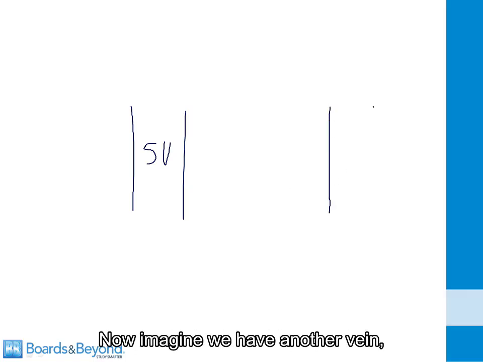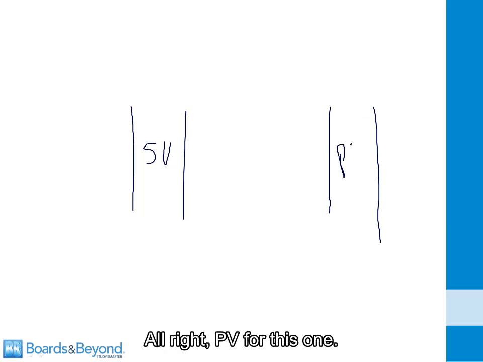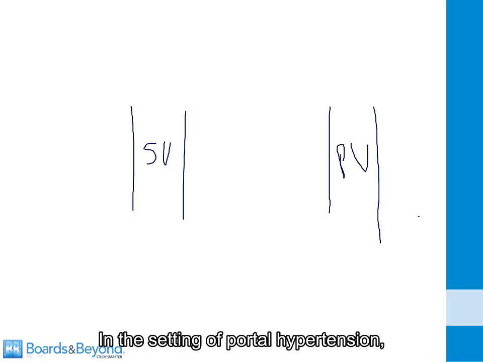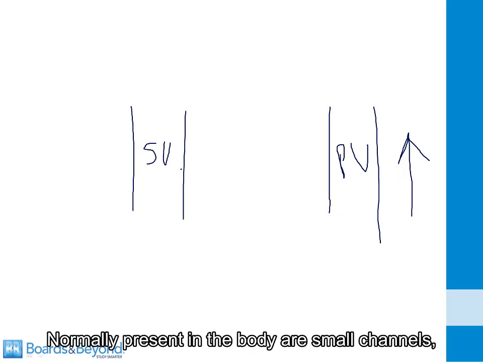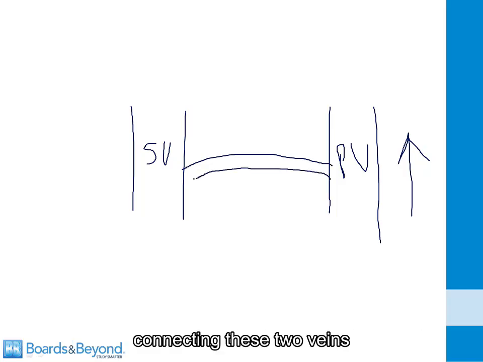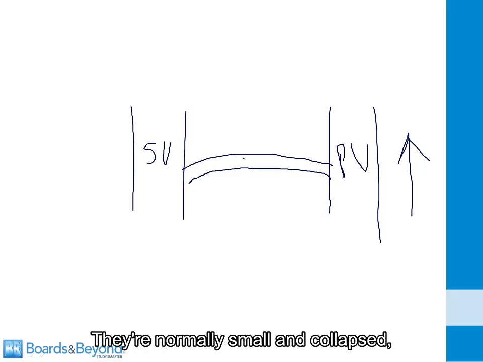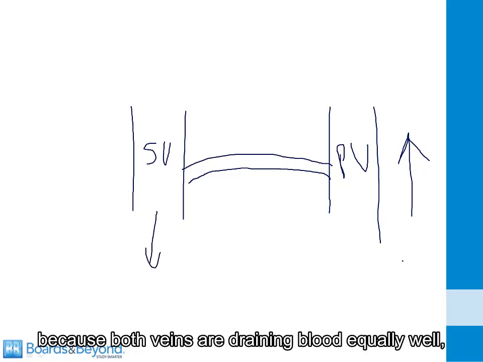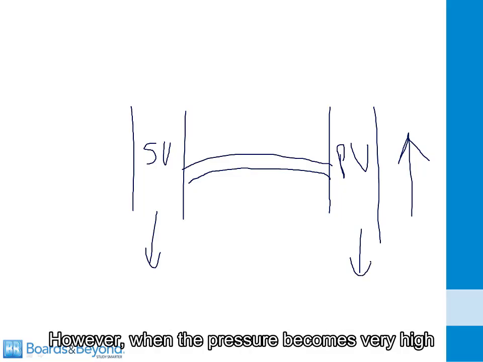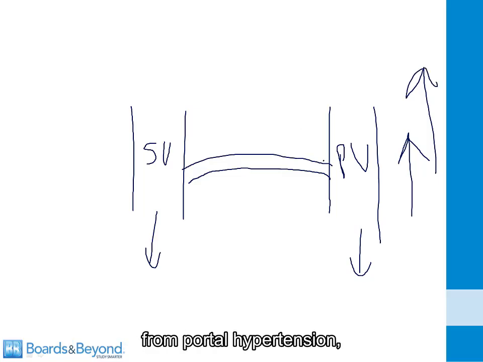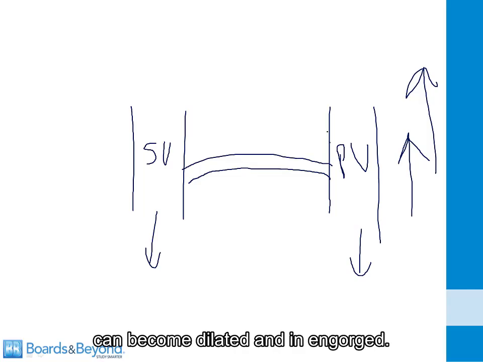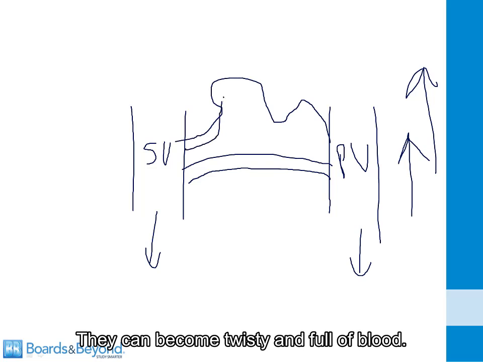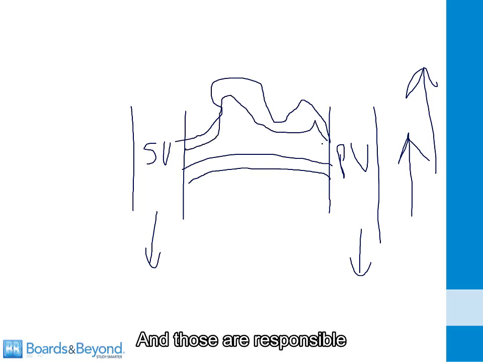Now imagine we have another vein and it's draining blood into the portal system. I'll write PV for this one. In the setting of portal hypertension, the pressure in this vein that drains to the portal system can get very high. Normally present in the body are small channels connecting these two veins called collaterals or anastomoses. They are normally small and collapsed because both veins are draining blood equally well and the pressure is not high. However, when the pressure becomes very high from portal hypertension, these collaterals or connections between the systemic vein and the portal vein system can become dilated and engorged. They can become twisty and full of blood, and those are called collaterals, and those are responsible for many of the clinical consequences of portal hypertension.